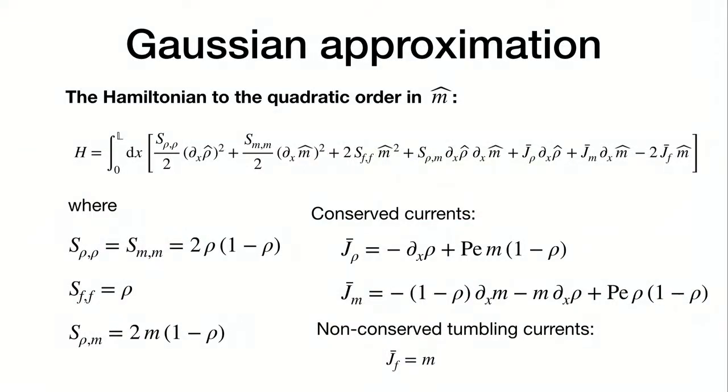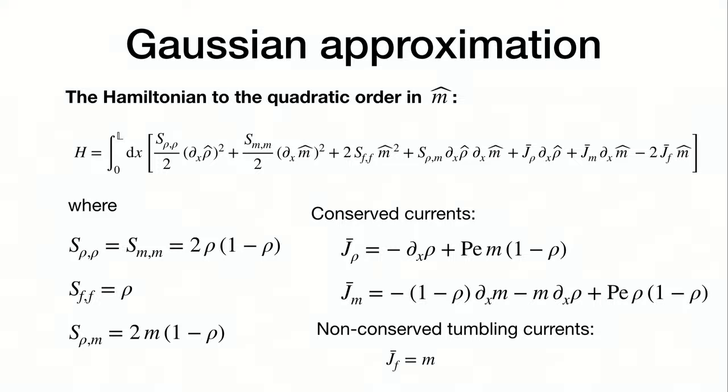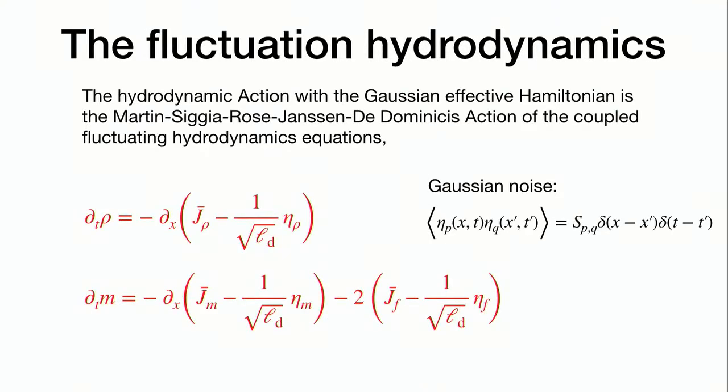So now, given this whatever horrible Hamiltonian, if you look at a Gaussian approximation in m, you have a slightly nicer looking Hamiltonian. For this, these are the conserved current and this is the non-conserved current, so the expression becomes nicer, and the corresponding hydrodynamic equations are given by this. So if you start with these hydrodynamic equations and go through the Martin-Siggia-Rose formalism, you end up with the action I have just shown before.